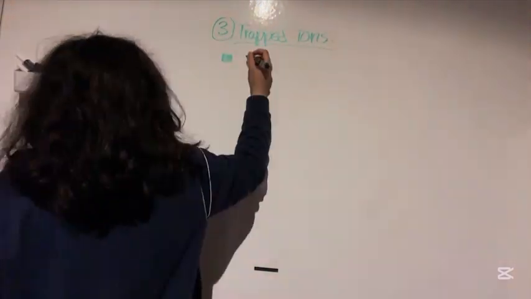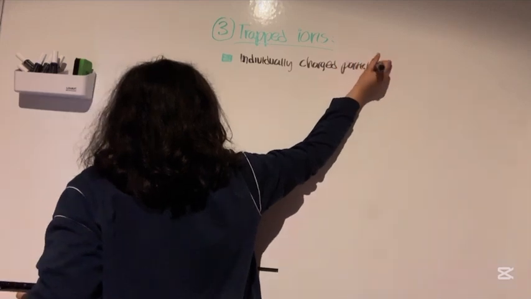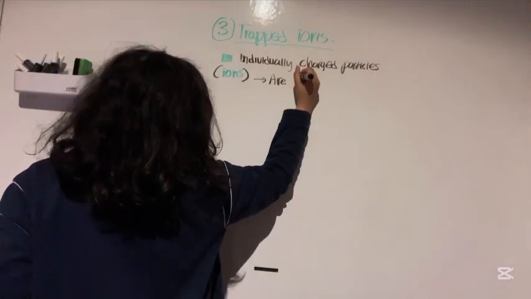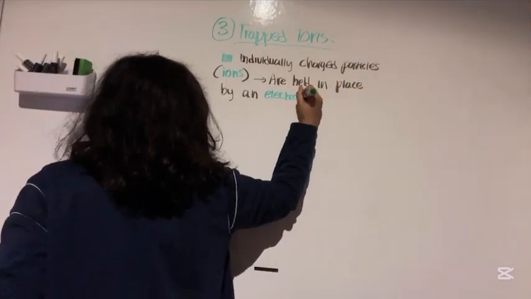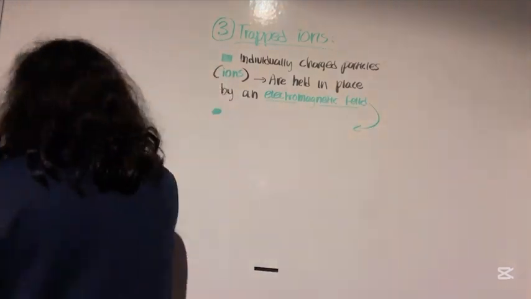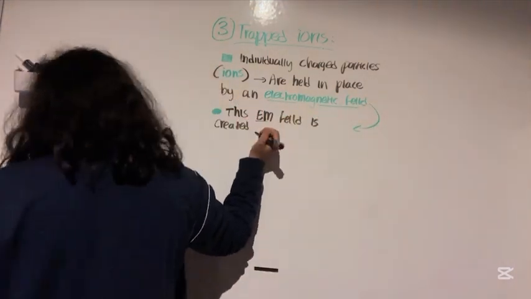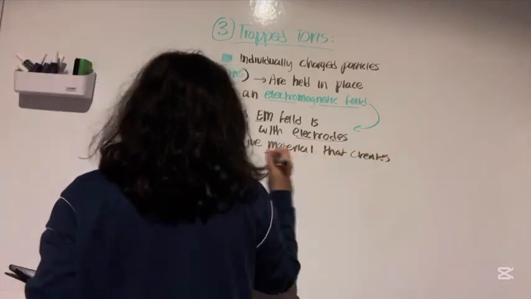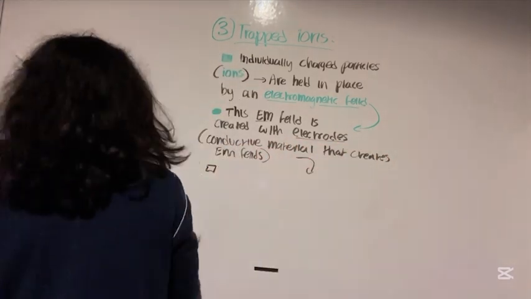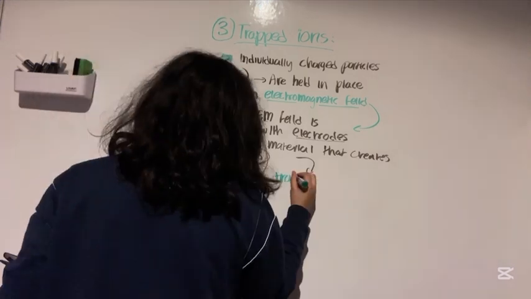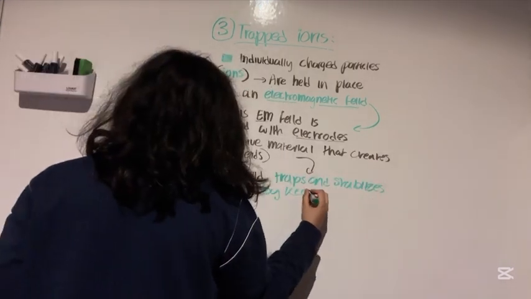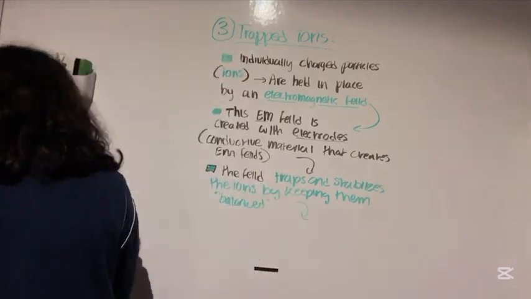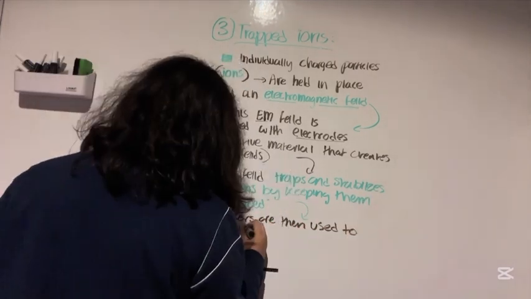The next method of quantum error correction is trapped ions, which are individually charged atoms. Ions are held in place by an electromagnetic field. This electromagnetic field is created with electrodes, which are conductive material that makes EM fields, which are the same thing as electromagnetic fields. This EM field basically traps and stabilizes the ions by keeping them balanced. Lasers are then used to manipulate the ions into different values in quantum operations to code the quantum computer.